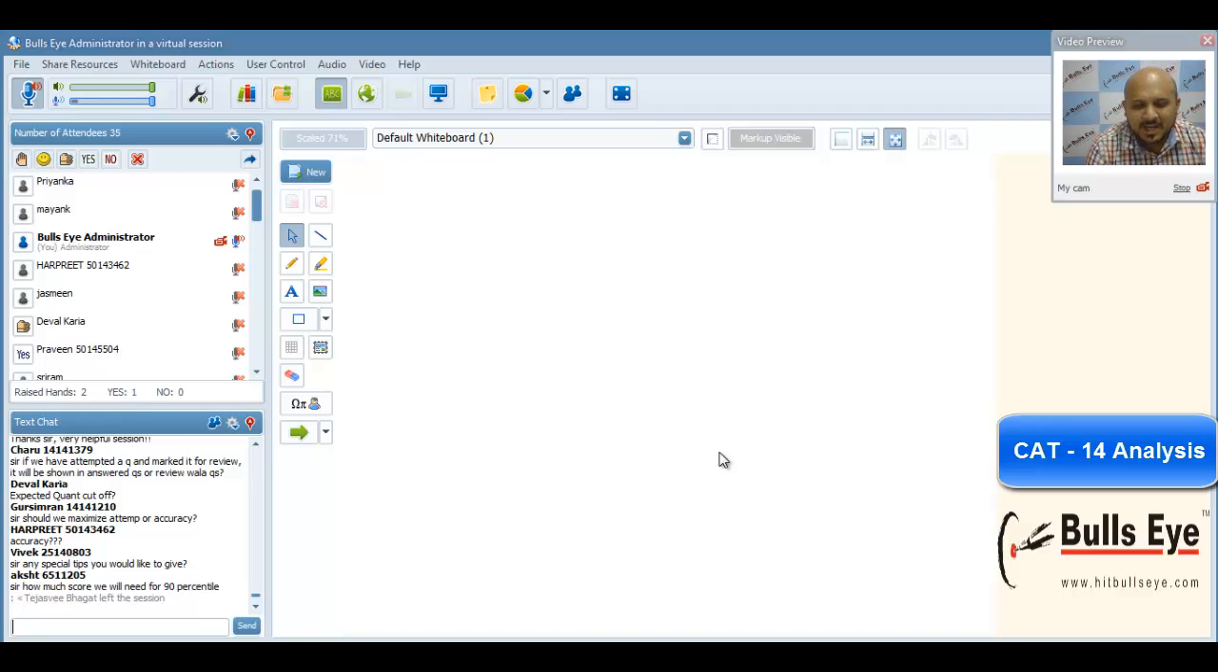Akshat, again, for 90 percentile, I think it should be around 50 questions, 50-55 questions. You should be through with 90 percentile at least, 50 questions.